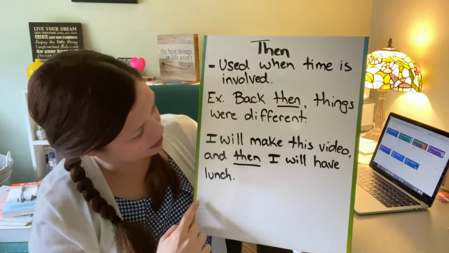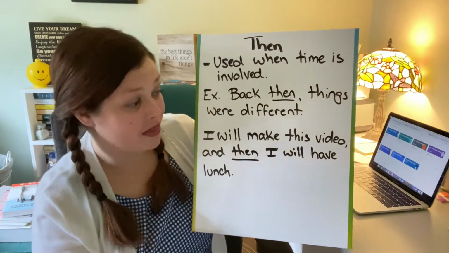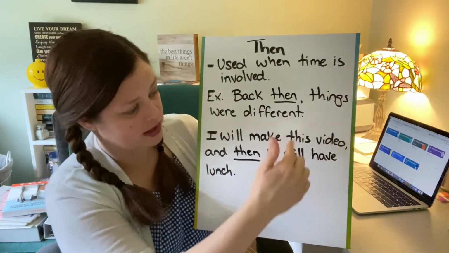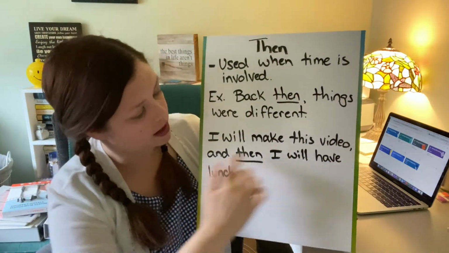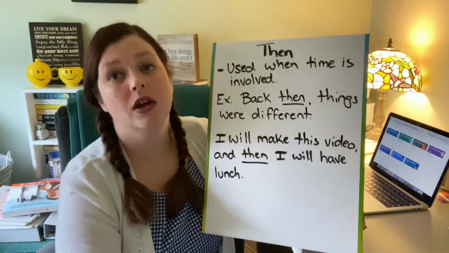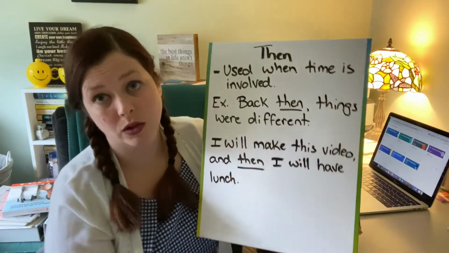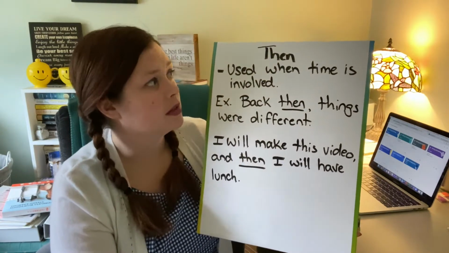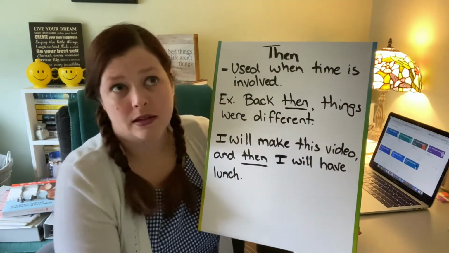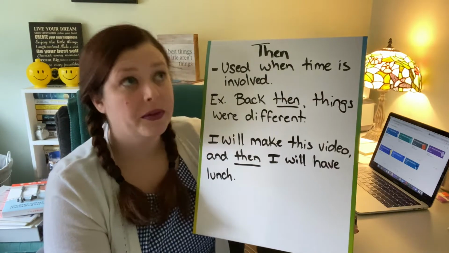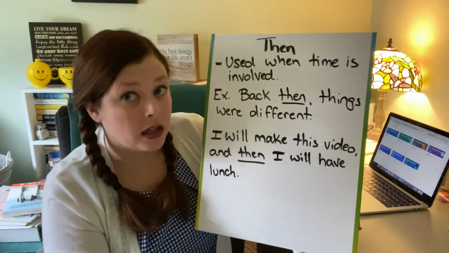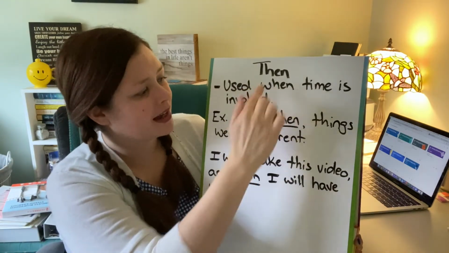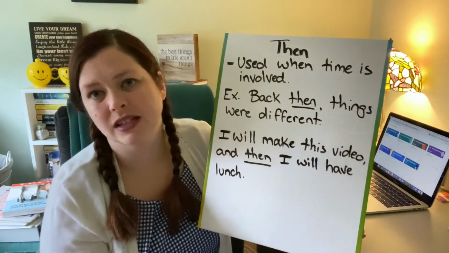The other example is, I will make this video and then I will have lunch. So I'm comparing time. So I'm making this video, then in another time, I'm going to have some lunch. We've looked at sentences that use the word then before when we've done our warm-ups normally. So it would say something like, the kids at the park played soccer, basketball, and then softball, whatever. So it's just thinking about time and also sort of this idea of listing things.